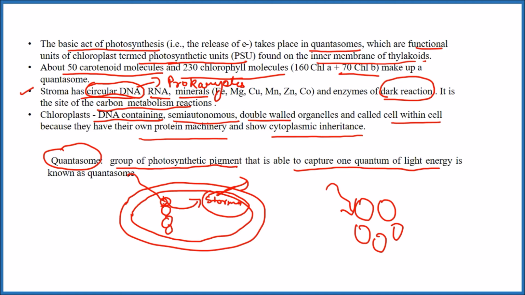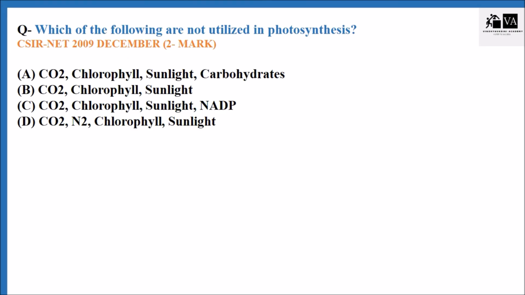So let's solve a previous year CSIR NET question. This question was asked in December 2009. The question is, which of the following are not utilized in photosynthesis? Option A is CO2, chlorophyll, sunlight and carbohydrate.